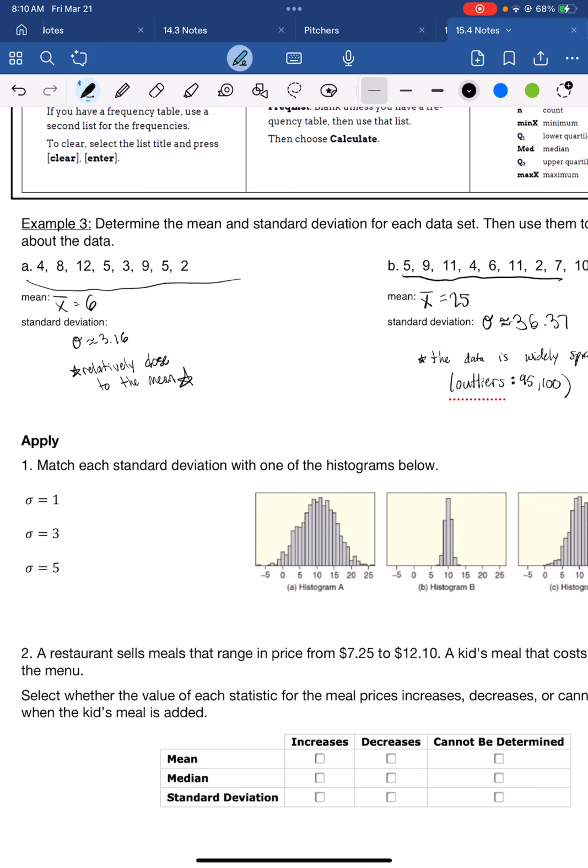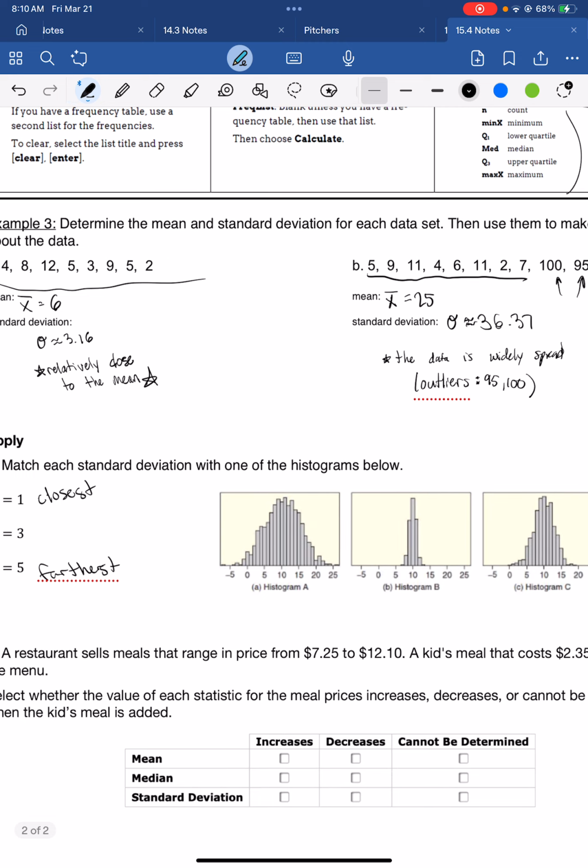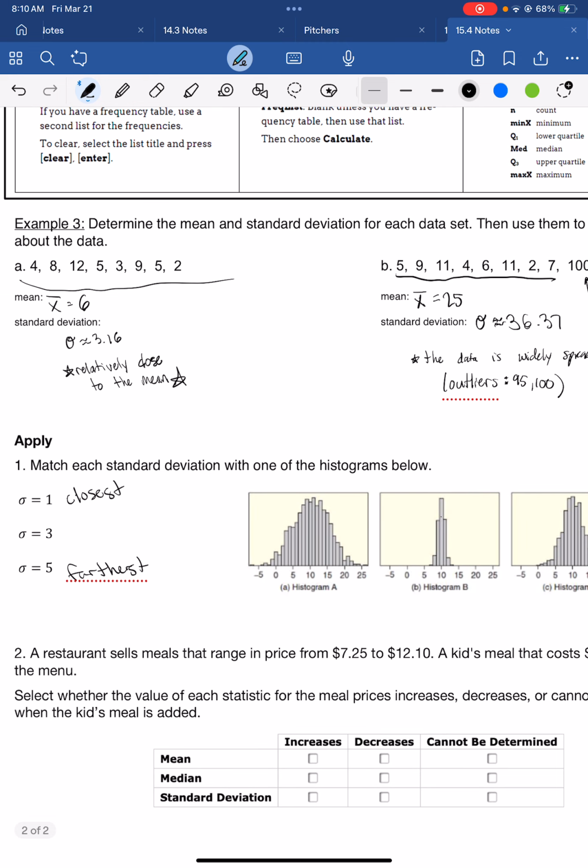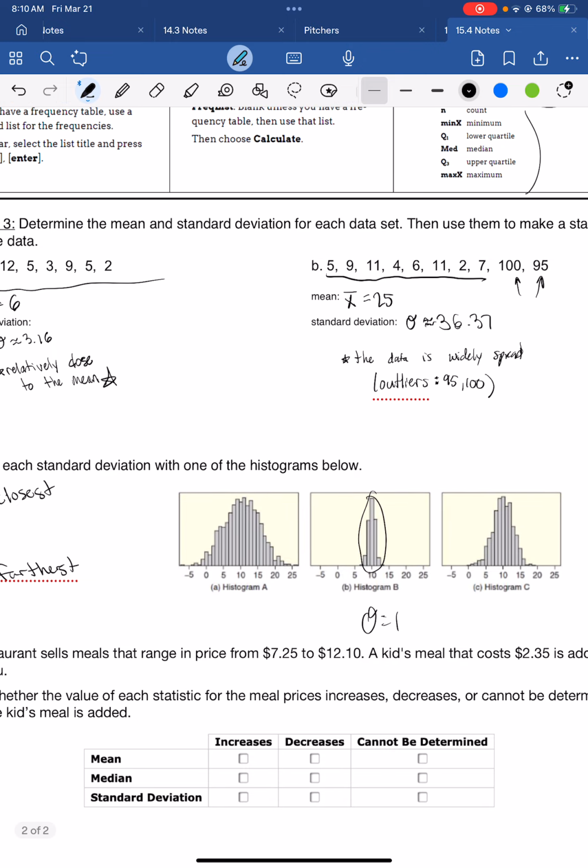Okay. All right. So let's do this apply real quick. It says match each standard deviation with one of the histograms below. So a standard deviation of 1 would be where the data is closest together. This one would be the farthest apart. And then this one in the middle would be kind of mixed between the two. The data that's closest together to me would be histogram B, because we can see all our data is here in the middle, so our standard deviation would be 1 here.